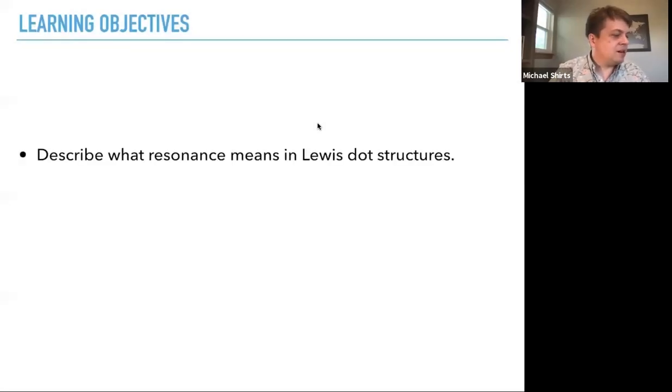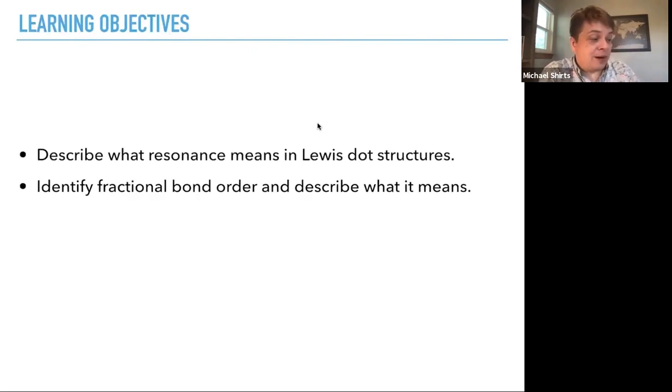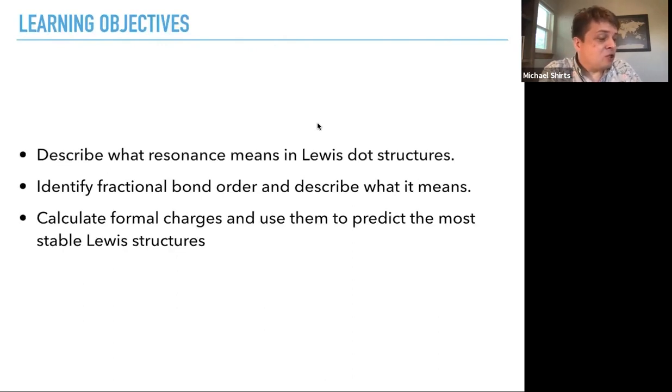So the learning objectives here are: describe what resonance means in Lewis dot structures. We're getting a sense of, for that nitrate anion, where does the double bond go if there's three equivalent places to put it? And identify fractional bond order and describe what that means, which is closely tied into resonance, and calculate formal charges and use them to predict the most stable Lewis structures.